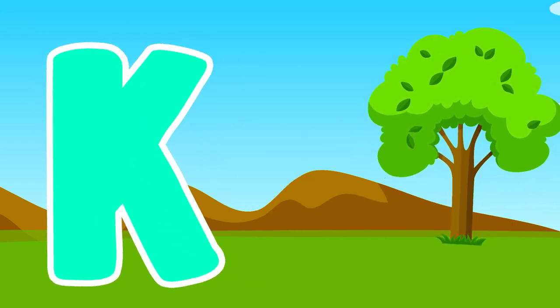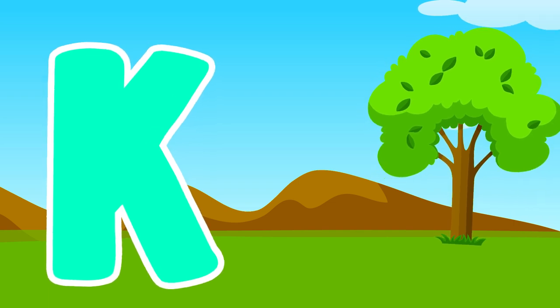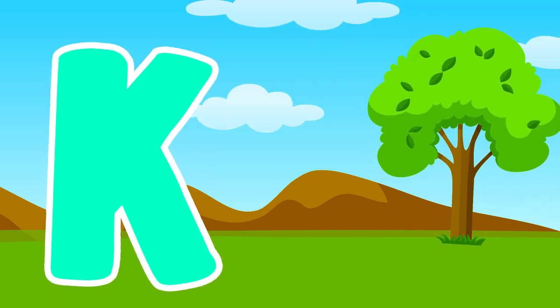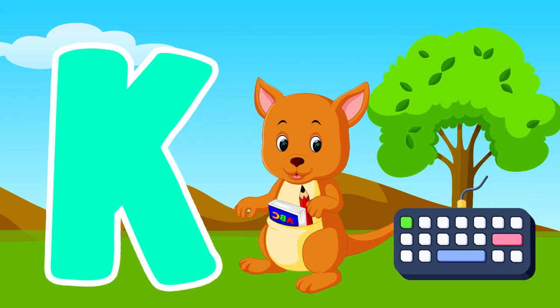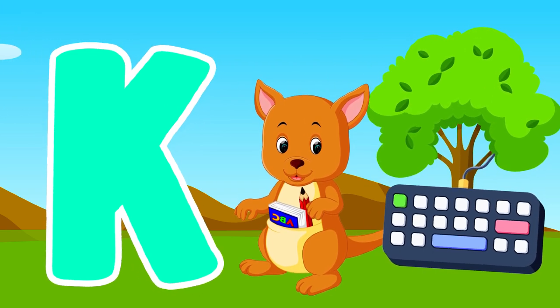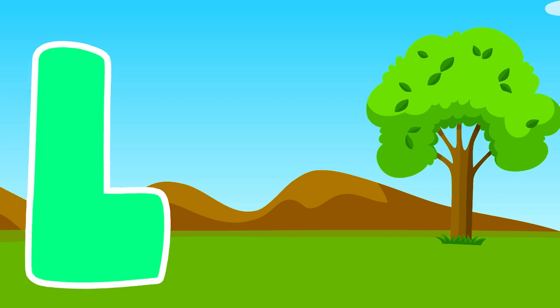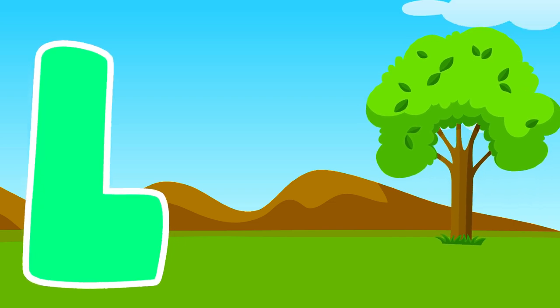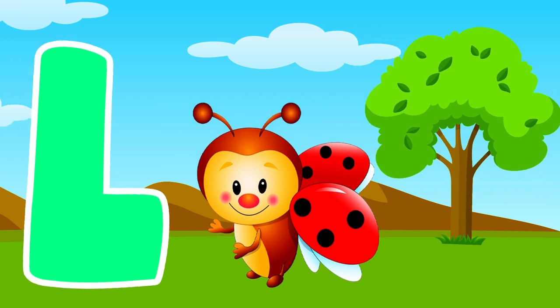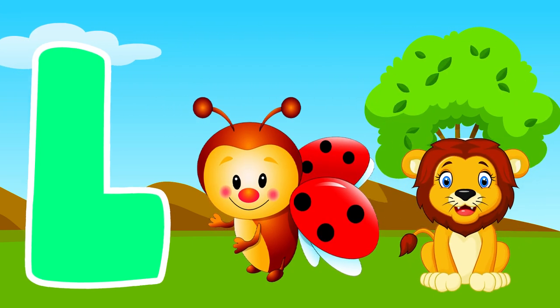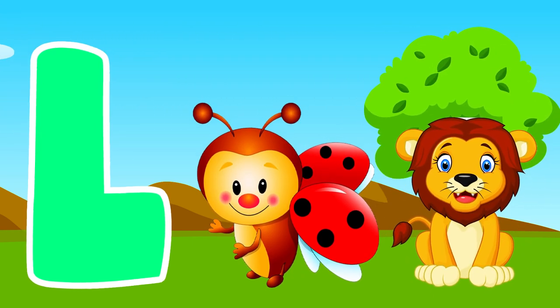K, this is the letter K. K is for kangaroo, k, k, kangaroo. K is for keyboard, k, k, k. L, this is the letter L. L is for ladybug, l, l, ladybug. L is for lion, l, l, l.